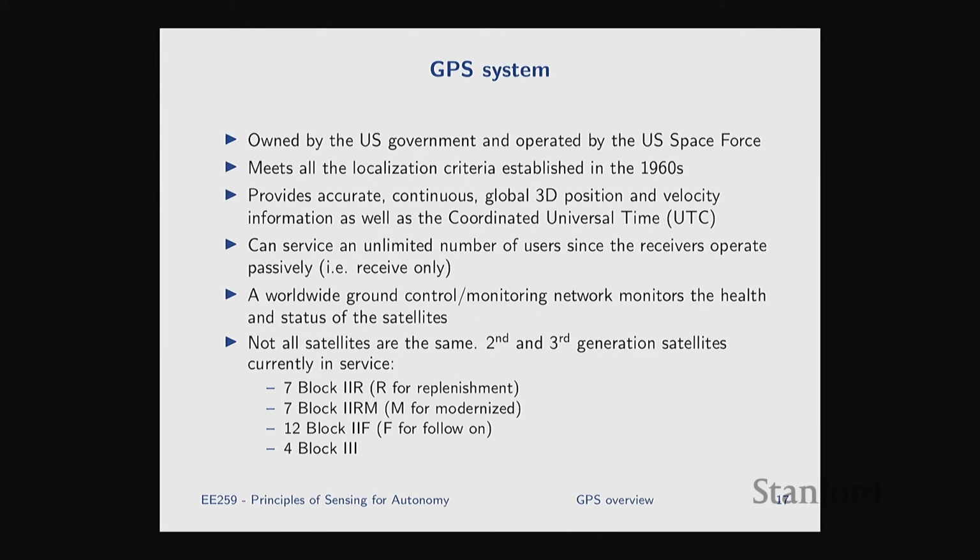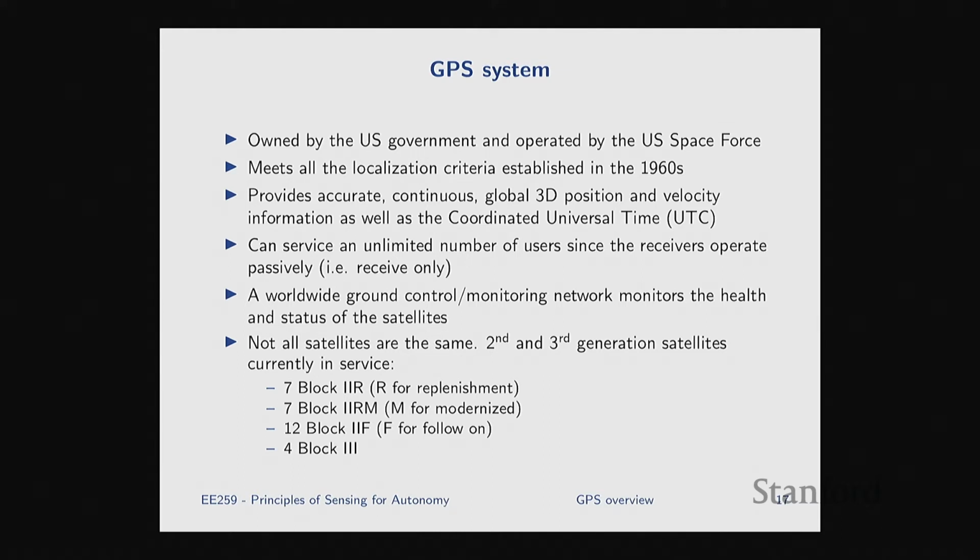Also worth noting is that not all the satellites in the GPS system are the same. There's many different generations of these satellites. Now we are on the third generation of the satellites. Those are the most modern ones that we started launching in the late 2010s, I think. So these are very modern satellites. But there's still Gen 2, with different versions of Gen 2. These are called blocks for some reason.